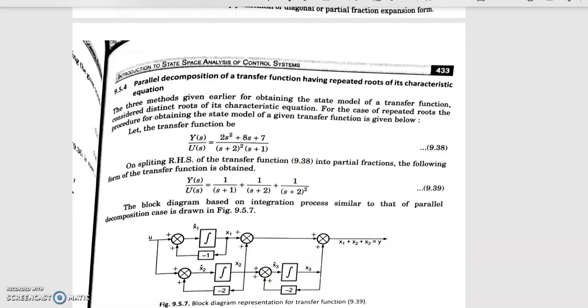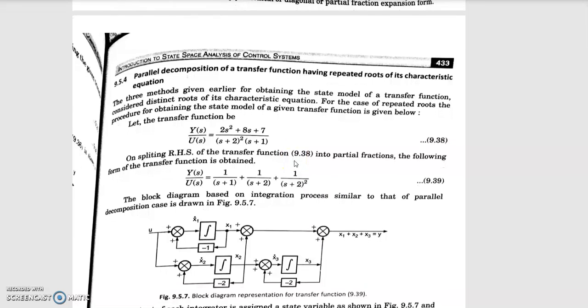Parallel decomposition, that is the parallel decomposition for a transfer function having repeated roots of its characteristic equation. So in this we can find out.